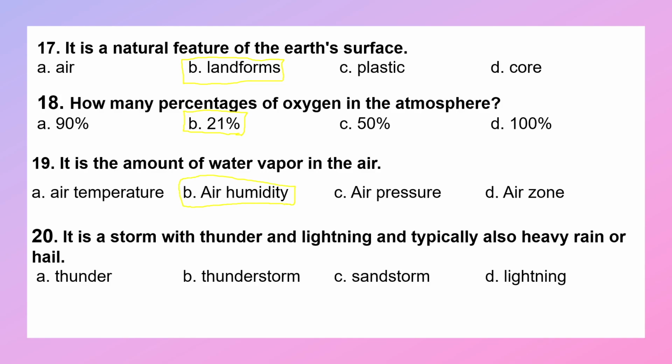Letter B. Number 20. It is a storm with thunder and lightning, and typically also heavy rain or hail. A, thunder. B, thunderstorm. C, sandstorm. D, lightning. Correct answer is letter B. It's the thunderstorm. Okay, thunder and lightning. It's a thunderstorm.